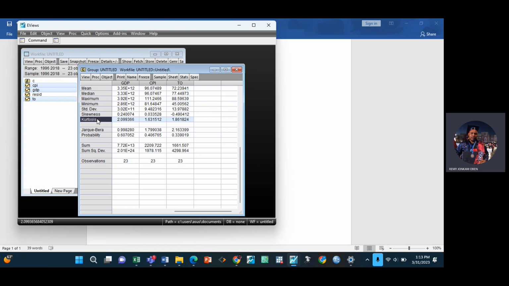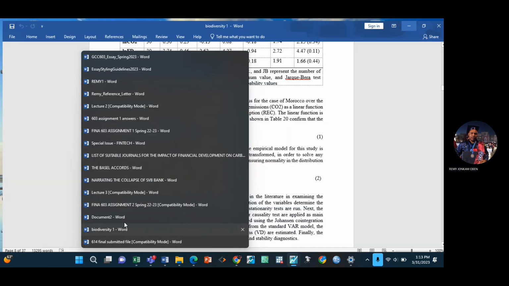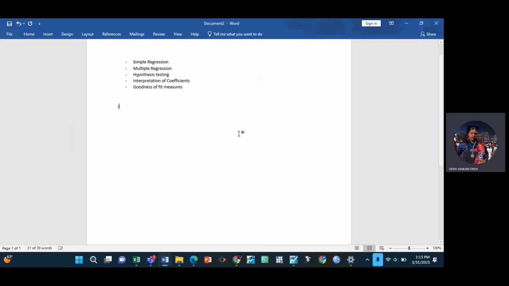But to formally test if it is normally distributed or not, we use a statistical test, which is the Jarque-Bera test. And to do the Jarque-Bera test, what's the null hypothesis for the Jarque-Bera normality test? Data is normally distributed. What's the alternative hypothesis? Data is not normally distributed, right? Okay.